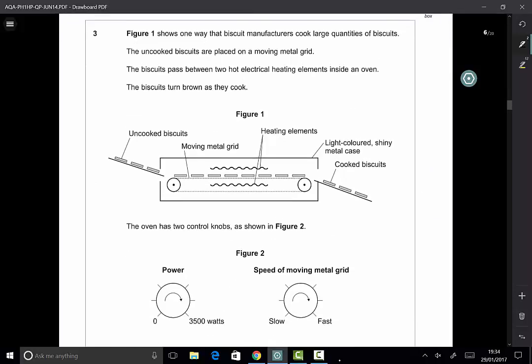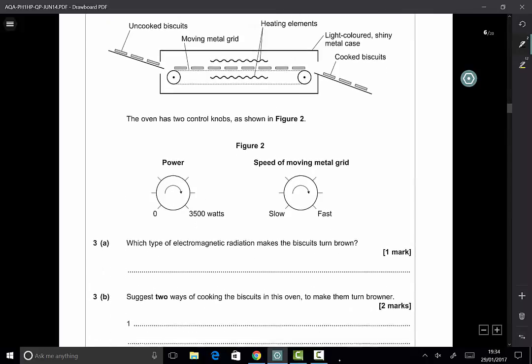Okay, moving on to question 3. We've got biscuit manufacturers. I love questions about biscuits. So, figure 1 shows the way that biscuit manufacturers cook large quantities of biscuits. The uncooked biscuits are placed on a moving metal grid. They go between 2 heating elements inside an electrical oven, and out come the cooked biscuits. They turn brown as they cook. The oven has 2 control knobs as shown in figure 2, the power and the speed of the grid.